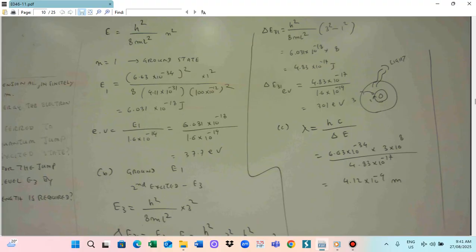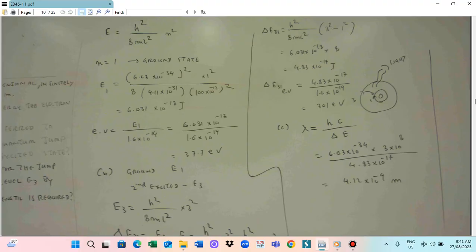Ground state of this is a smaller amount. So in this equation we substitute here. So E equals E1 equals h squared over 8mL squared, with h = 6.63 × 10^-34, the whole squared, divided by 8 m L squared. The mass of the electron is 9.11 × 10^-31 kilogram, and n squared. L is given as 100 picometer.